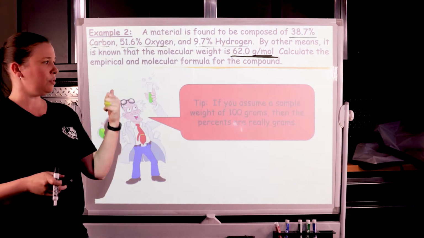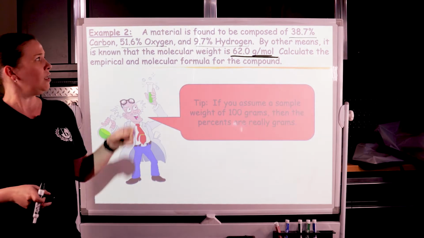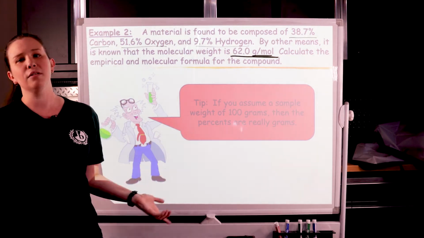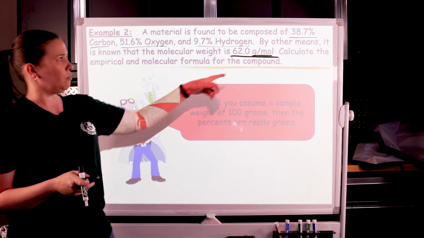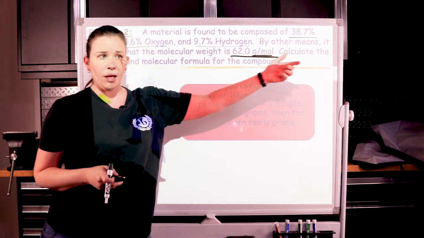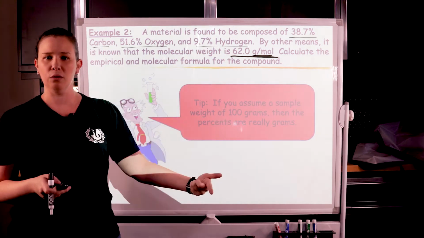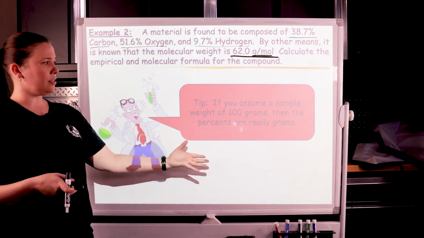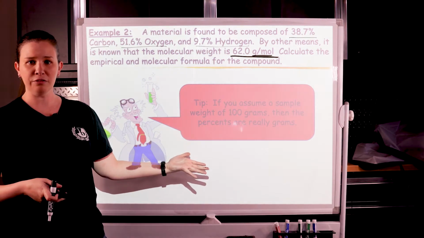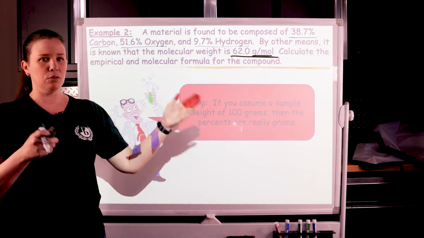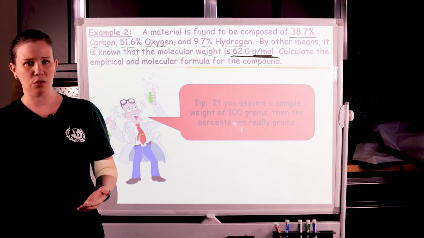100. So if we just assumed there's 100 grams, then we could find the percentage of 100 grams, which is going to be a very simple calculation, right? Basically, it would be 38.7 grams, 51.6 grams, and 9.7 grams. So because it doesn't matter what you're finding the percentage of, the shortcut here, bottom line, is to just use the percentages as grams for your starting point.